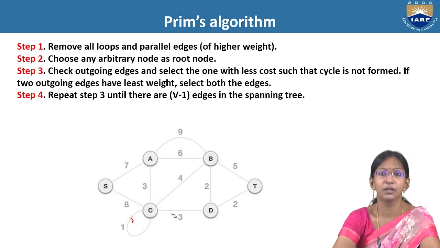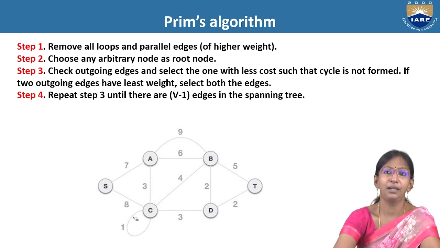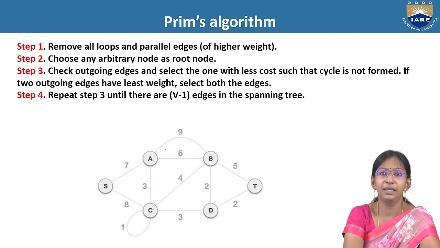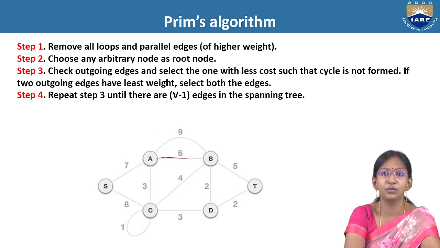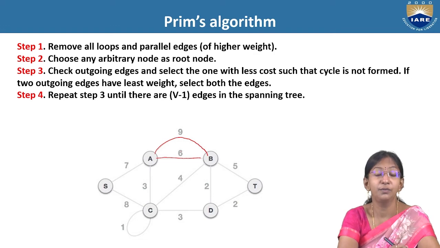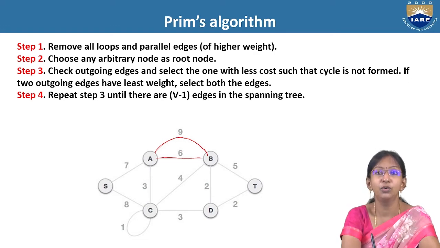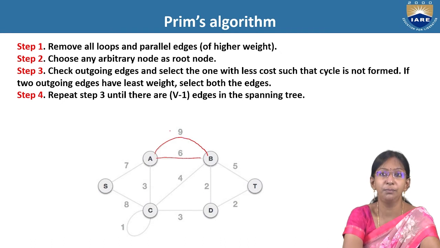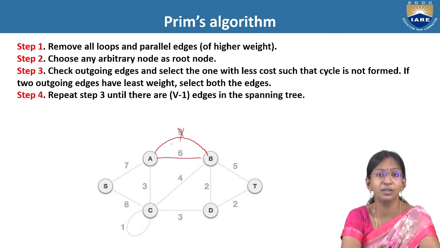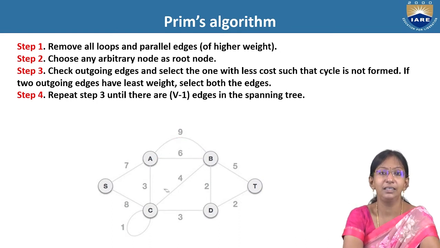First remove all the loops. Next come your parallel edges. Have a look at the edge between A and B. A and B share 2 edges. One is of weight 6 and the other is of weight 9. Then which one do you have to choose? You have to choose the one with minimum weight. Why? Because I'm trying to construct a minimum spanning tree, not a maximum one. So discard 9 and keep 6.